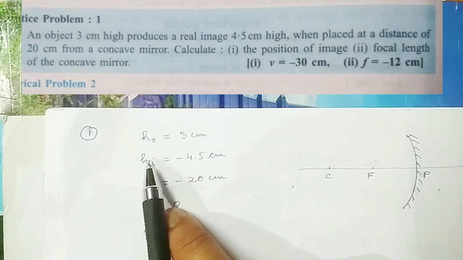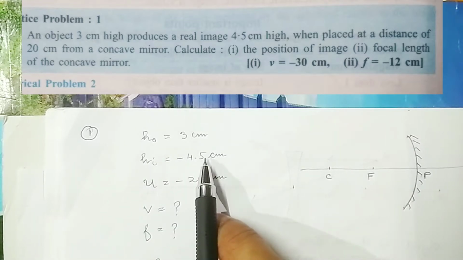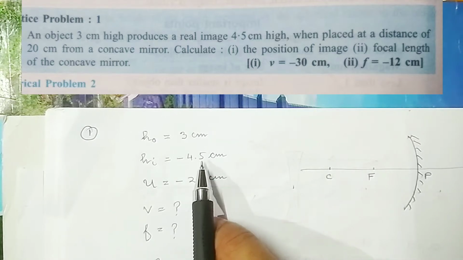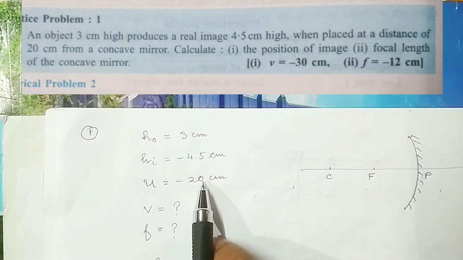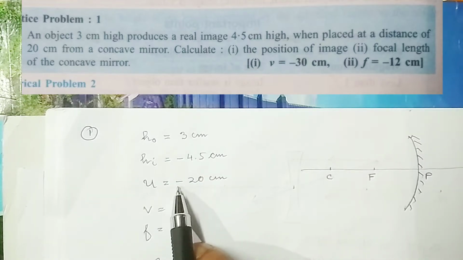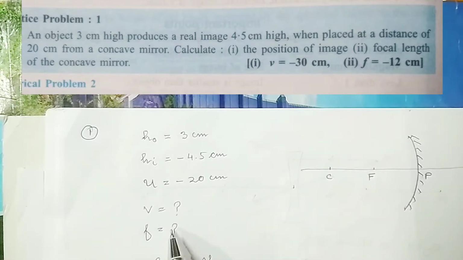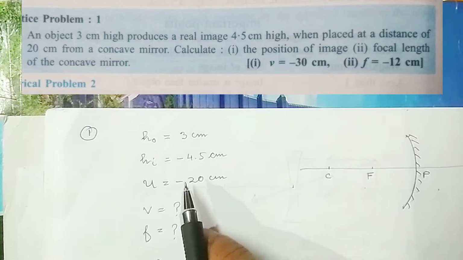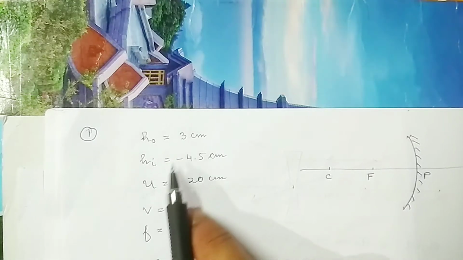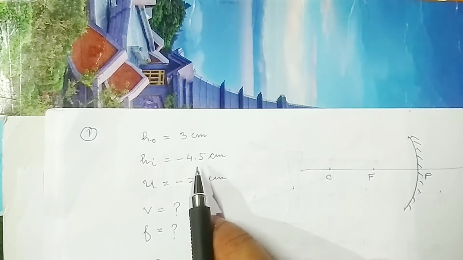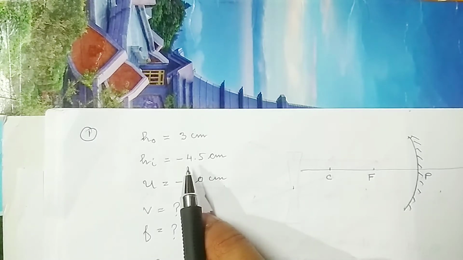That means the height of the image will be minus 4.5, since the image is real. When placed at a distance of 20 cm, the object distance is always negative, so here it is minus 20 cm. We have to find the position of the image and the focal length. Here the height of the object is 3 and the height of the image is 4.5. That means the image is magnified and real.